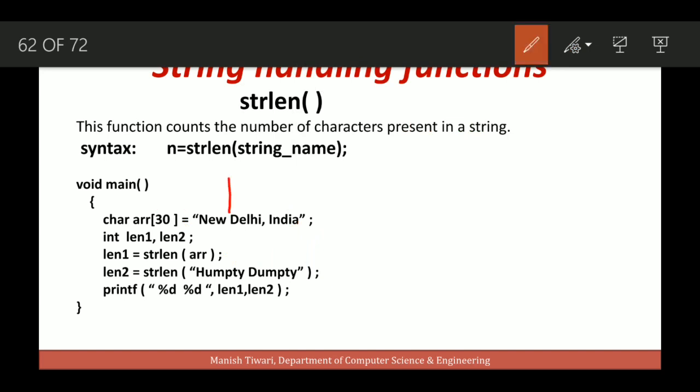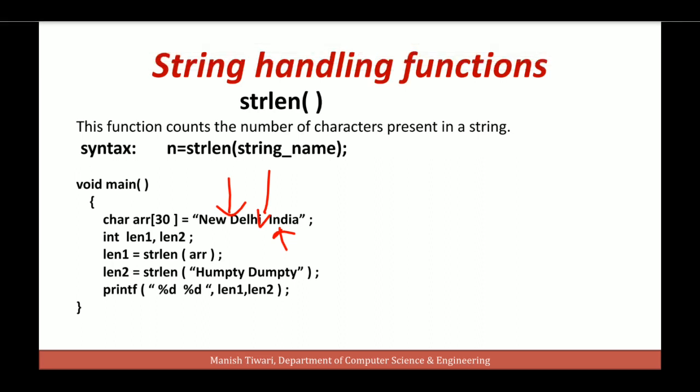So here the space is also a character, this comma is also a character, the space in between comma and India is also a character. So these characters, these space and comma or any special characters, will also be part of that string. So when we print the value of len1, you can see NEW 3 characters, then a space 4, DELHI, then 5 more characters, then comma, then space, and then India. All these characters will be counted.